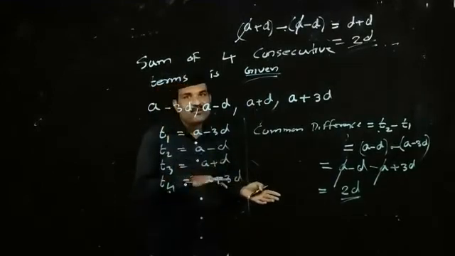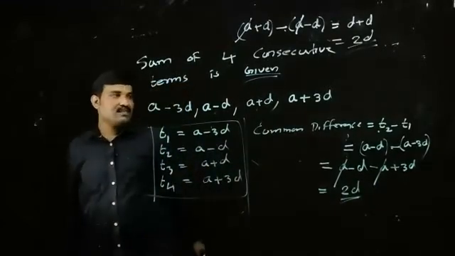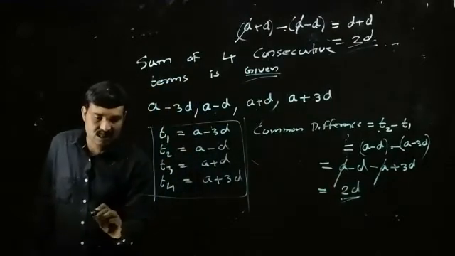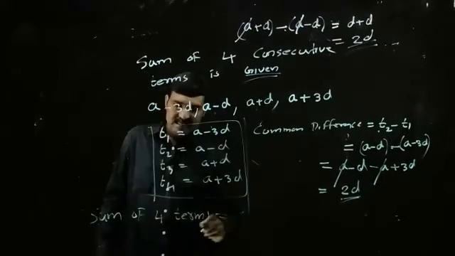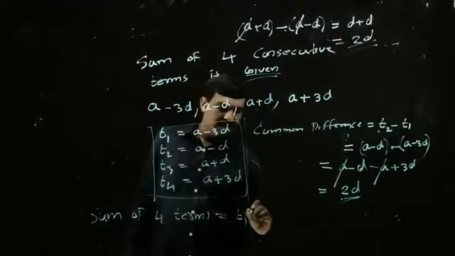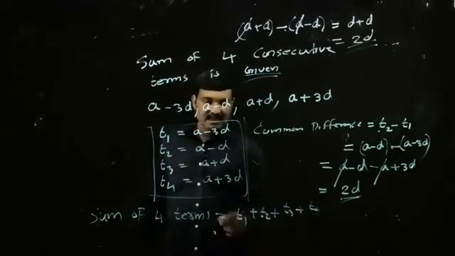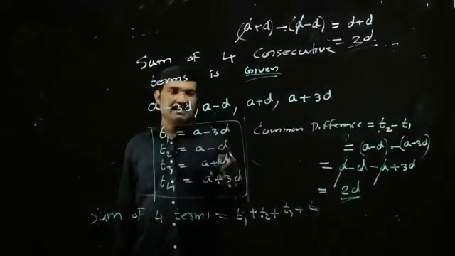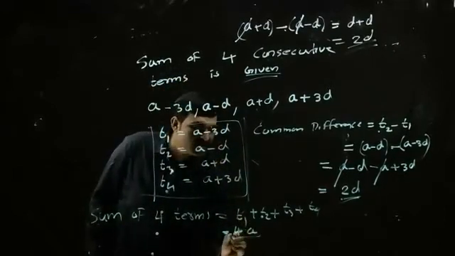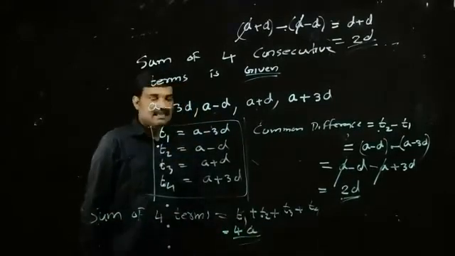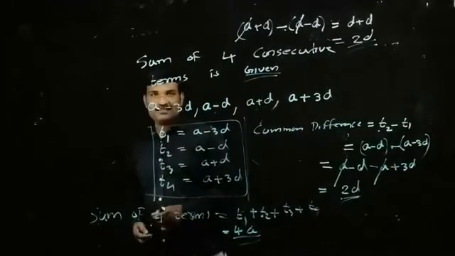So if the sum of 4 consecutive terms is given, you can take this selection of terms, right? The common difference becomes 2D. Now you are adding these terms. Sum of 4 terms is equal to T1 plus T2 plus T3 plus T4. Add all these terms. Minus 3D and plus 3D get cancelled, minus D and plus D get cancelled. So this is equal to 4 times A. All the D get cancelled, and we can determine the value of A by this choice, right?